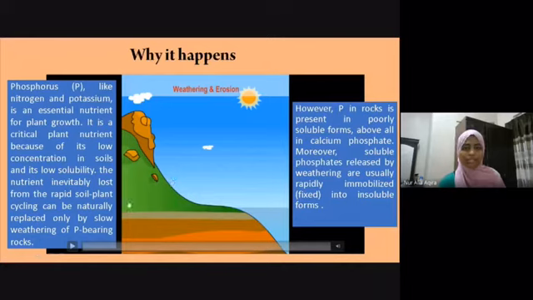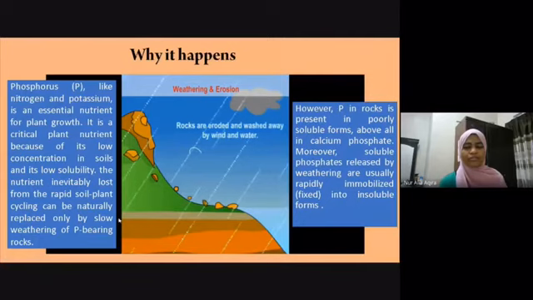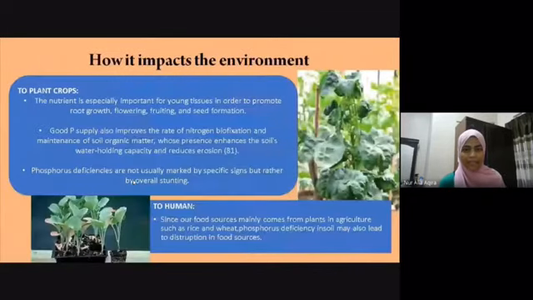However, phosphorus in rock is present in poorly soluble forms, above all in calcium phosphate. Moreover, soluble phosphate released by weathering is usually rapidly immobilized into insoluble forms. This natural phenomenon takes a long time for phosphorus to be present in adequate amounts for plant growth. Thus, this impacts the environment. How does this impact the environment?